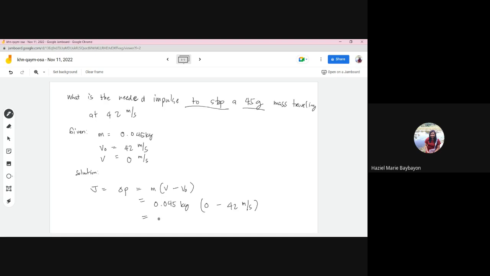So natay negative impulse. Negative change in momentum means nag-decrease ang velocity. So as you can see, from 42 meters per second, nigamay ang velocity, nahimo siyang 0. So a decrease in the velocity signifies a negative impulse. Okay, so it is equal to, pila ni siya, class? Negative 1.89, ma'am. Okay, so negative 1.89, the unit is Newton second or kilogram meter per second. Okay?